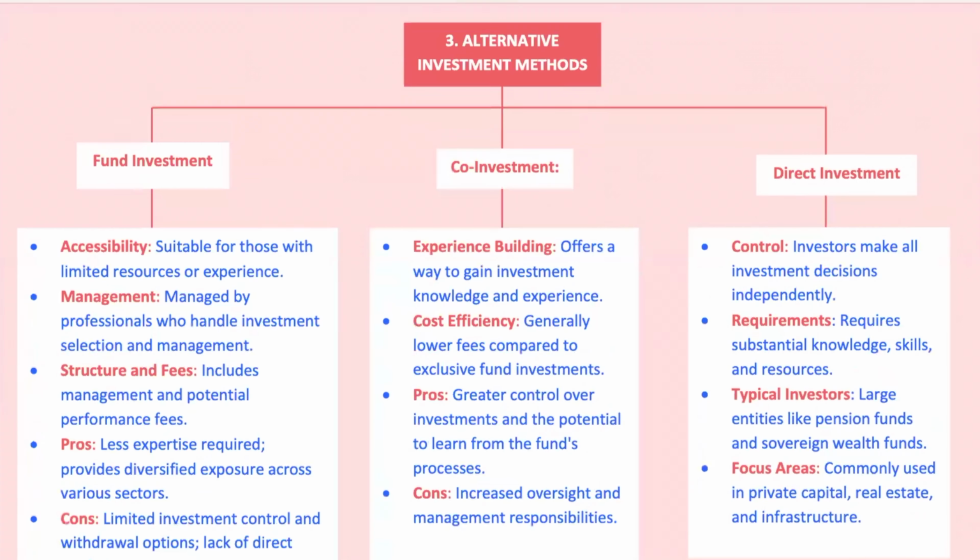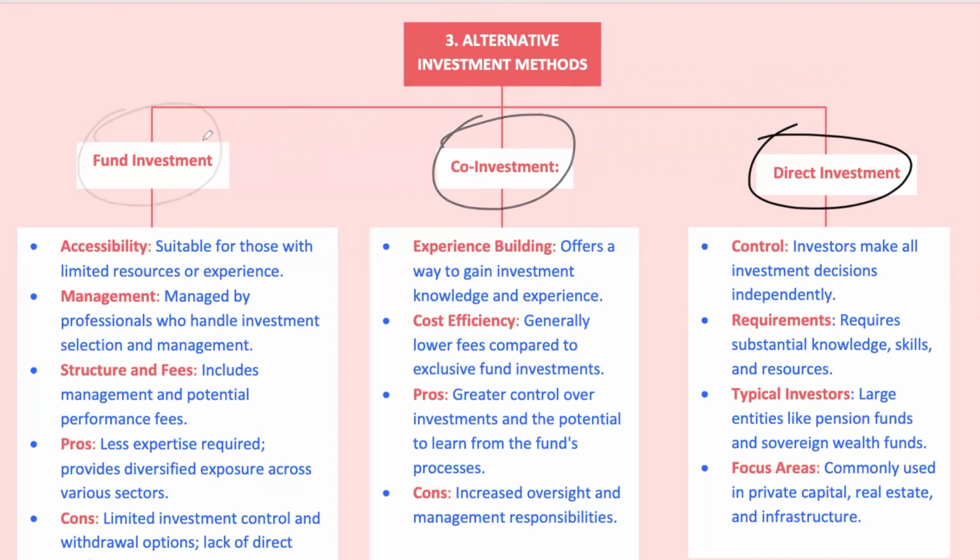All right, folks. Now that we've got a solid grasp of what alternative investments are and how they're categorized, let's shift gears and talk about how you can actually invest in them. Because here's the thing: it's not just about picking the right asset class, it's also about choosing the right entry point. And with alternatives, that entry point depends heavily on how much capital, experience, and control you want, or can realistically handle. So, broadly speaking, there are three paths you can take to get your foot in the alternative investment door: fund investment, co-investment, and direct investment.